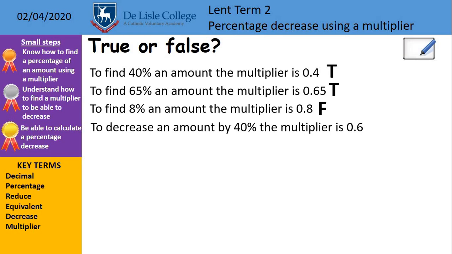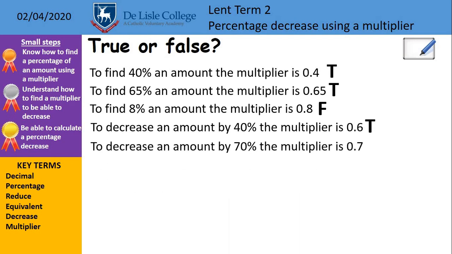To decrease an amount by 40%, the multiplier is 0.6. Yes, remember, if we're decreasing by an amount, we always start with 100% of the amount. We're decreasing by 40%, so we want to find 60% of the original amount. So yes, dividing by 100, the multiplier will be 0.6.